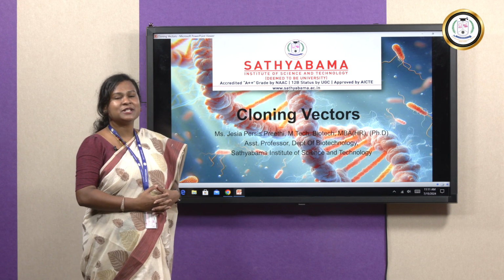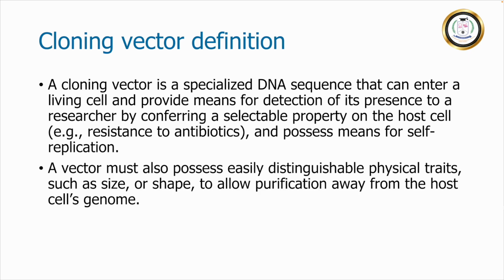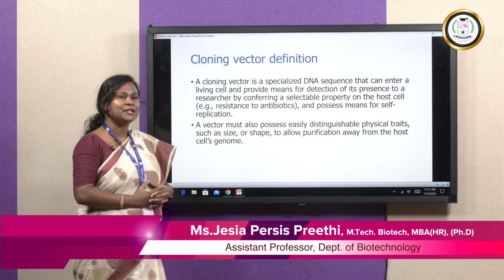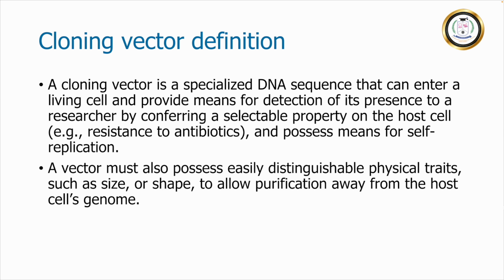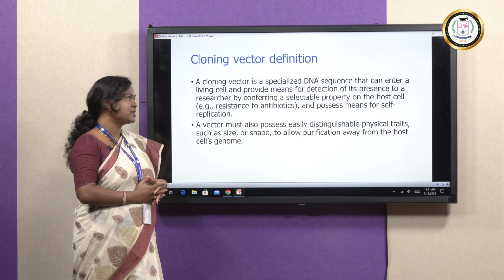If you have to speak about genetically modified organisms or even cloning, we need to mention cloning vectors. So, what are cloning vectors? Cloning vectors are specialized organisms in which we can incorporate the DNA that we desire, and using this DNA, we can replicate it into our desired quantities. A cloning vector is a specialized DNA sequence that can enter a living cell and provide a means for detection of its presence to the researcher by conferring a selectable property on the host.